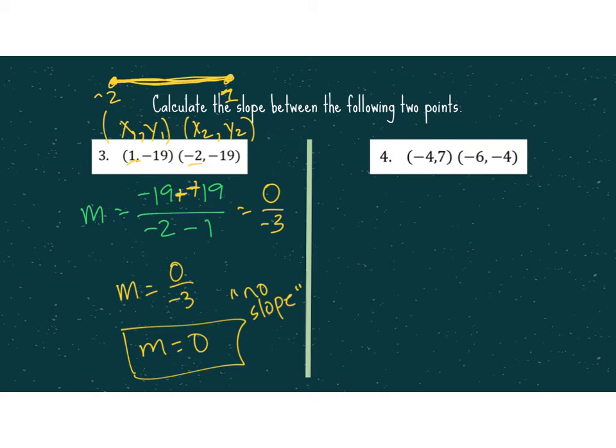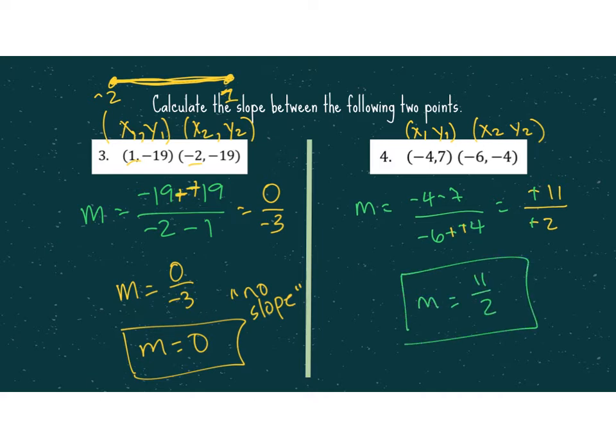So let's try number 4. I have x1, y1. I have x2, y2. And then my slope looks like this. Negative 4 minus 7 over negative 6 minus negative 4. So that becomes plus a positive. Negative 6 plus 4 gives me a negative 2. Negative 4 minus 7 gives me negative 11. There's that double negative there. A negative divided by a negative is actually a positive. So this is a positive 11 halves, or a positive 11 over 2. And I can't reduce those at all, so I'm going to leave them as they are.